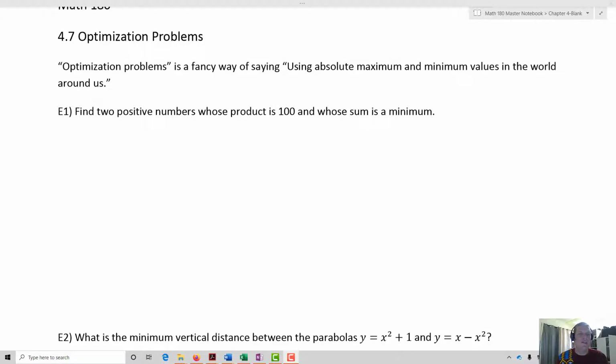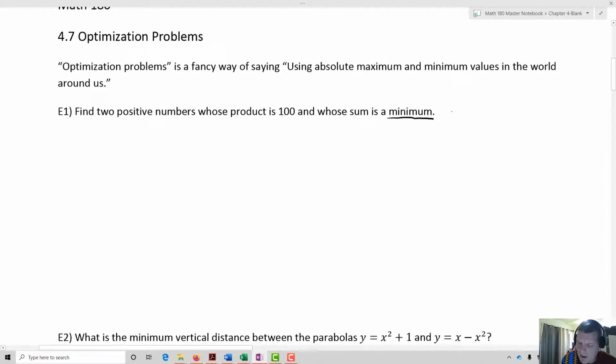Okay? So say, for example, we want to find two positive numbers whose product is 100 and whose sum is a minimum. What we're going to do is set up this problem, and you're going to see how this is basically just utilizing our ideas of absolute minimums and absolute maximums, in conjunction with some of the work that we did with related rates. So let's find two positive numbers whose product is 100 and whose sum is a minimum.